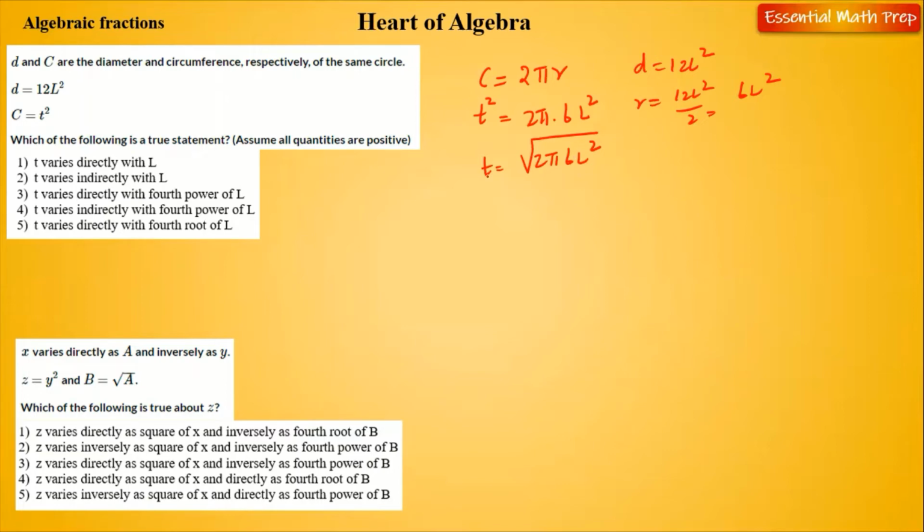You can do it 2 ways. As I said, I've taken the square root of it, right? So T varies directly with L. T varies indirectly with L. T varies directly with the 4th power of L. T varies indirectly with the 4th power of L, 4th root of L. What would be the correct answer?